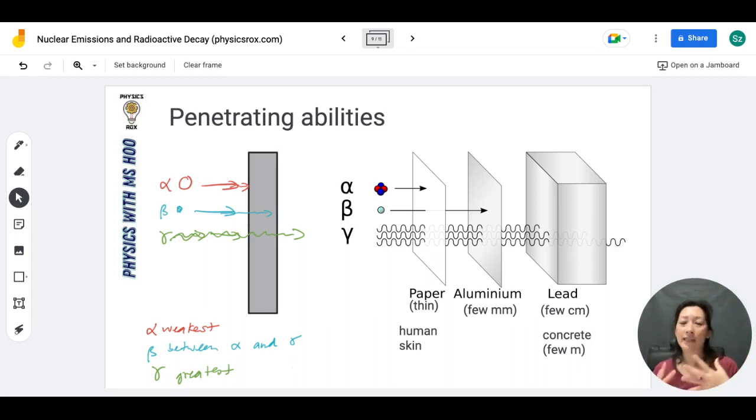So you have to know these shields. These are known as shields. Shield means what could block the radiation. So paper or human skin is able to stop alpha. Beta, you need a few millimeters thickness of aluminium. And gamma, you need a few centimeters thickness of lead or a few meters thickness of concrete. So this is the penetrating abilities of alpha, beta, and gamma.